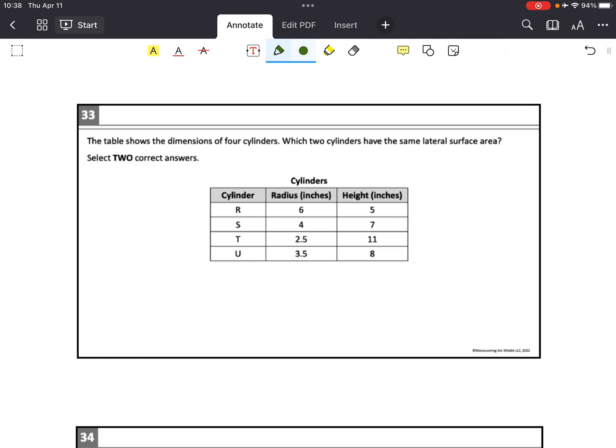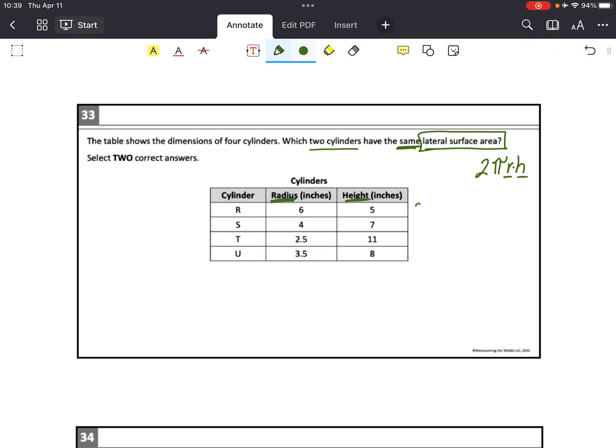This one says that a table shows the dimensions of 4 cylinders, which 2 cylinders have the same lateral surface area. So finding my lateral surface area formula for a cylinder on my bestie is 2 pi radius times height. What I'm given in the table is radius already and height already. So I do not need to do anything to these numbers because that's exactly what I want. I want the radius and I need the height.